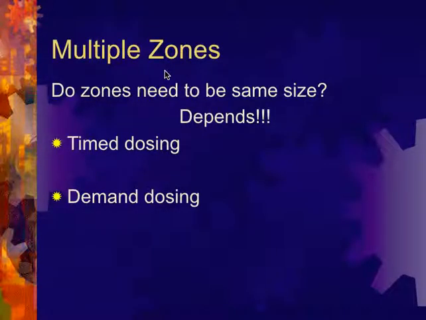Now when we're doing multiple zones, there's a question that needs to be asked. Do the zones need to be the same size? And it really depends. It depends if you're time dosing or demand dosing. If you're time dosing to the zones, the zones can be of very different size. You could have one zone 4 times larger than the second zone.